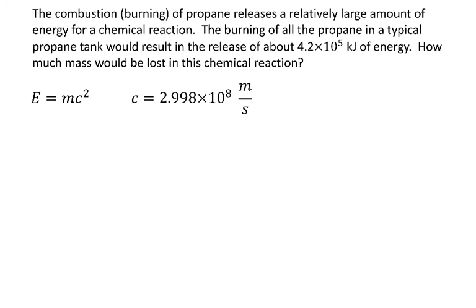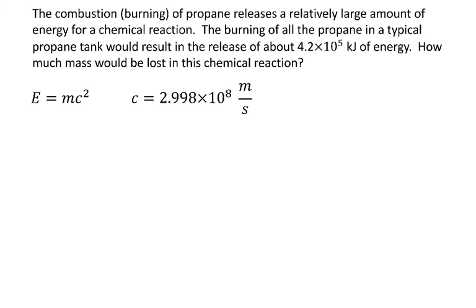Okay, so in this problem we're told that the combustion, or the burning, of propane releases a relatively large amount of energy, at least for chemical reactions. As an example, the burning of all the propane in a typical propane tank, like you would get from the grocery store, would result in the release of about 4.2 times 10 to the 5th kilojoules of energy. And they want to know how much mass would be lost in this chemical reaction.